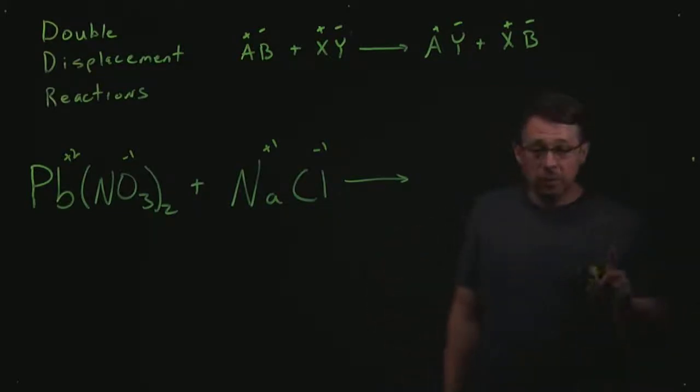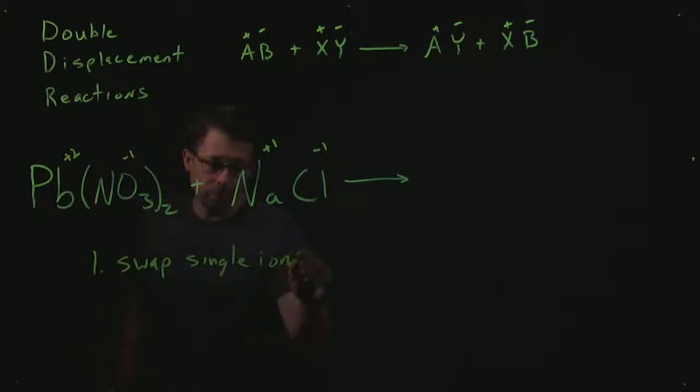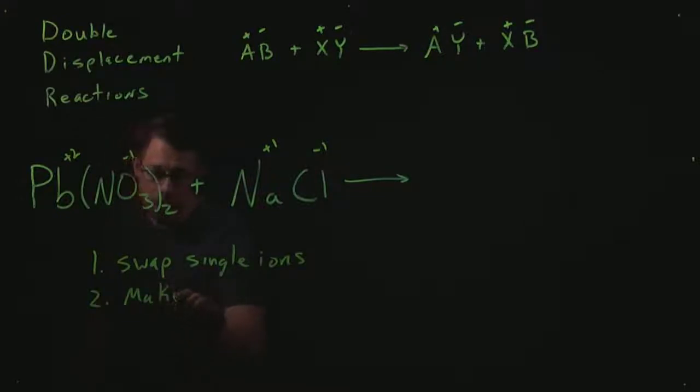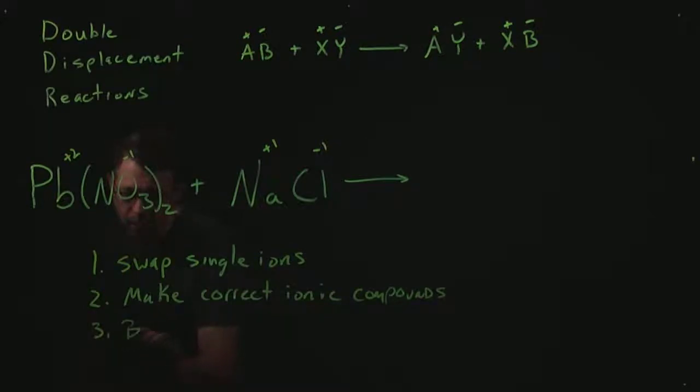So, simple set of rules. 1, swap single ions. 2, make correct ionic compounds. And then 3, balance the reaction.